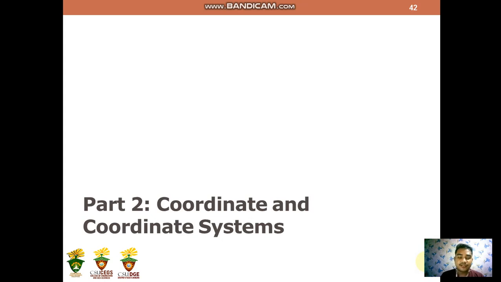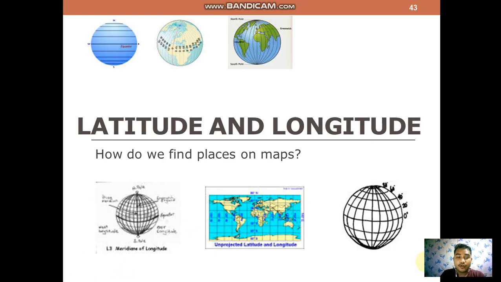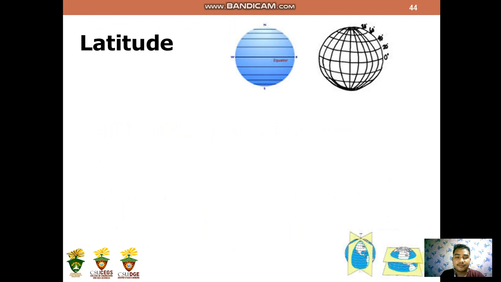Alright, so let's go now to part 2 of this topic, which is coordinates and coordinate systems. Before we discuss coordinate systems, we need to learn some knowledge about latitude and longitude. How do we find places on maps? With latitude and longitude, you can locate the different places on the Earth.